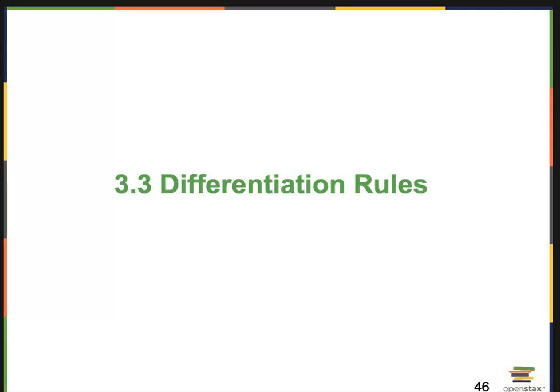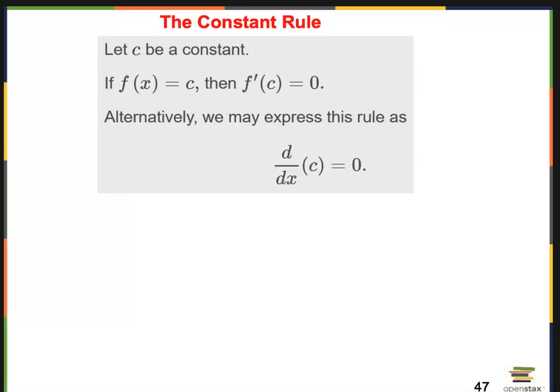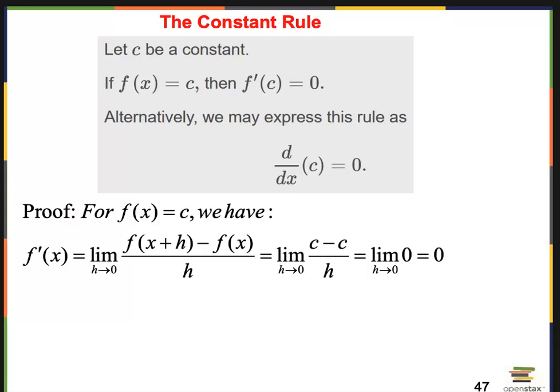Okay, we're going to look at some differentiation rules. The first one is the constant rule. So if we have a function that's a constant, then the derivative of that function is 0. Alternatively, we may express this rule as d/dx of c equals 0. So we're taking the derivative with respect to x.